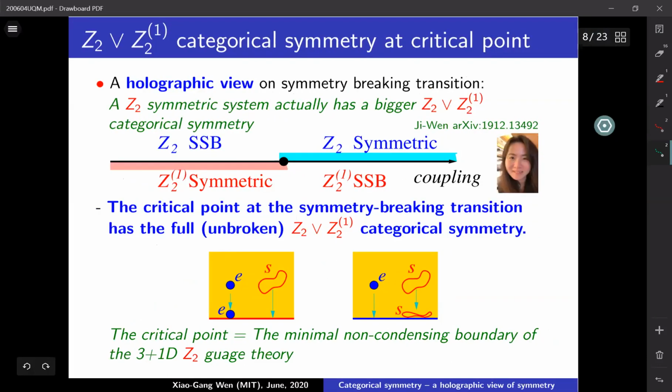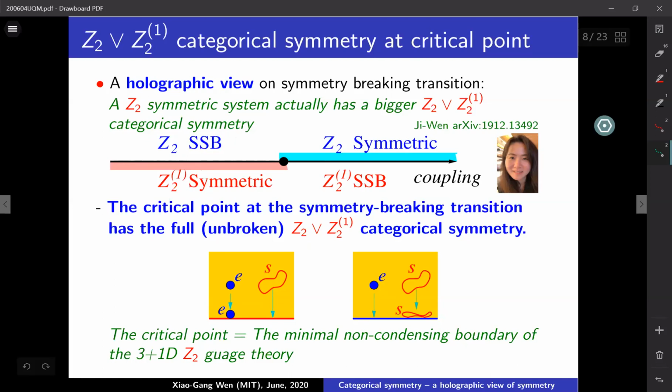Those results sound pretty trivial, actually. All this is just a different way to look at something really simple that we all understand very well. However, this point of view gives us an interesting way to look at a critical point. As I mentioned, a Z2 symmetric system actually has two symmetries: one is the Z2 zero symmetry, another is the Z2^(1) symmetry. In one phase, the Z2 is symmetric. That's the symmetric phase, but Z2^(1) is spontaneously broken. And then in the Z2 spontaneously broken phase, it's Z2^(1) symmetric. That corresponds to the two boundaries of a Z2 gauge field in one higher dimension.